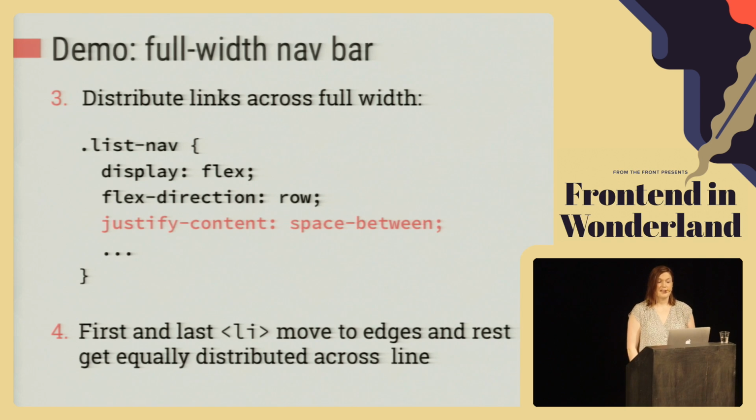But now that the LI are flex items, I can take advantage of Flexbox's advanced alignment properties, such as justify content. Setting it to space between moves the first and last LI flex items to the edges and then equally distributes the space in between the links.